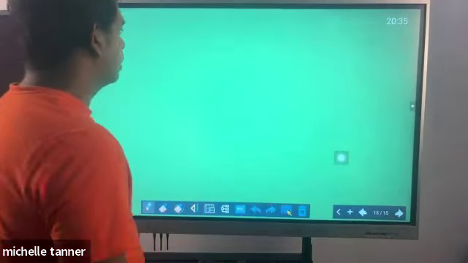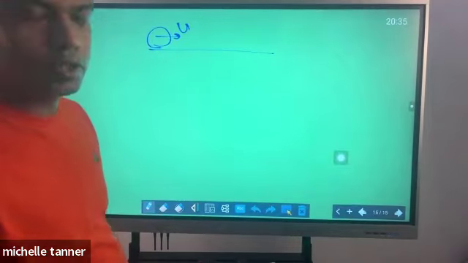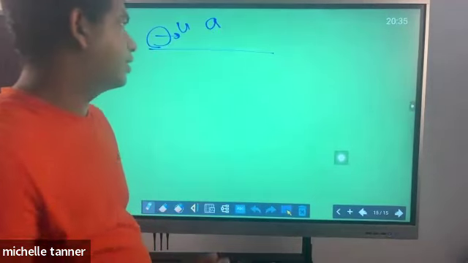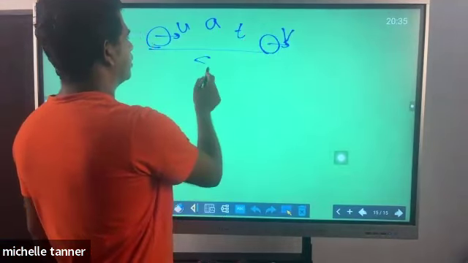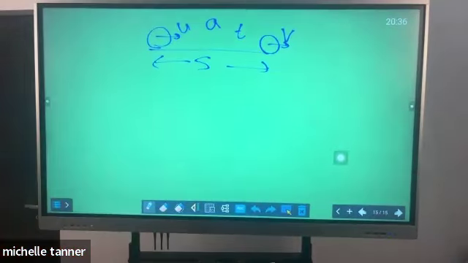Right. Now, think the object starts with initial velocity u. It has uniform or constant acceleration. During the time t, it gained final velocity v. It has displacement s. The object starts with initial velocity u, final velocity v during the time t. It has displacement s. Right, Buddha?